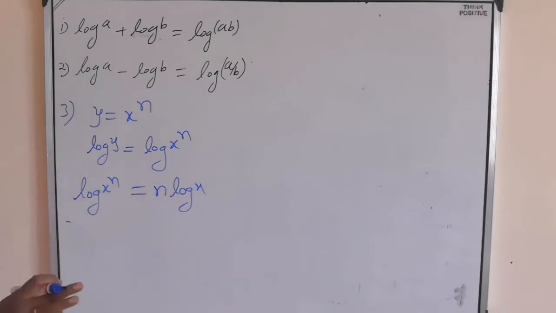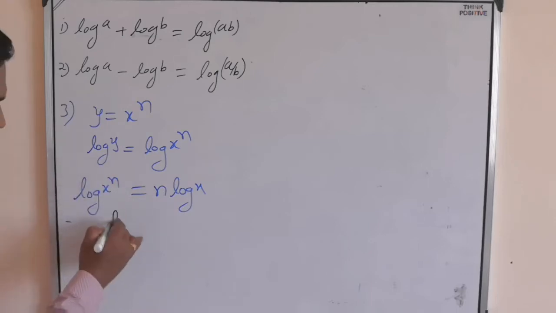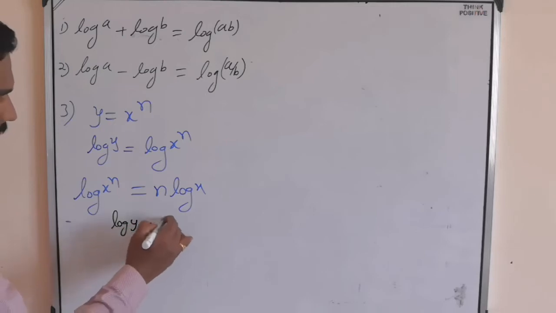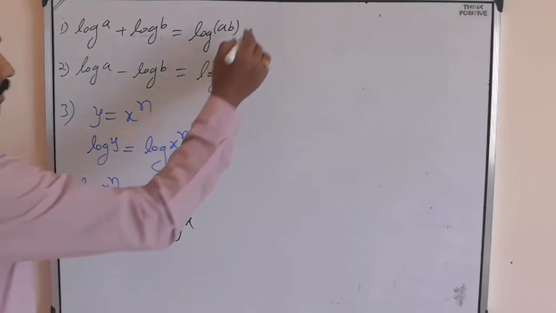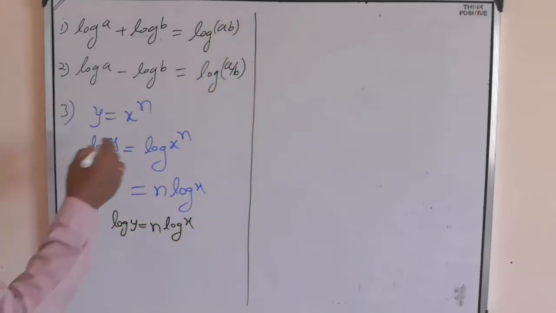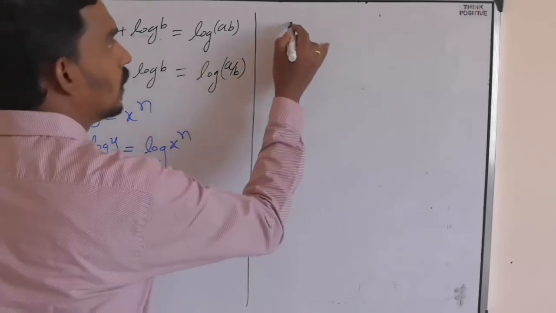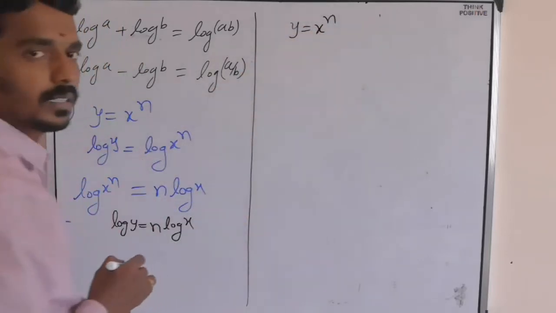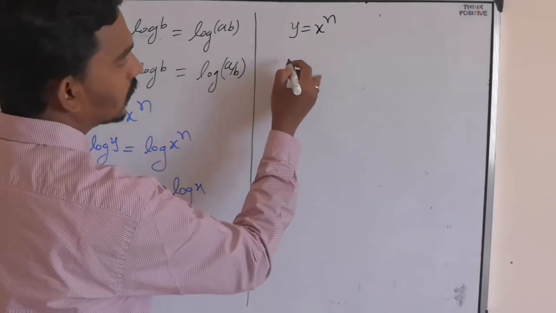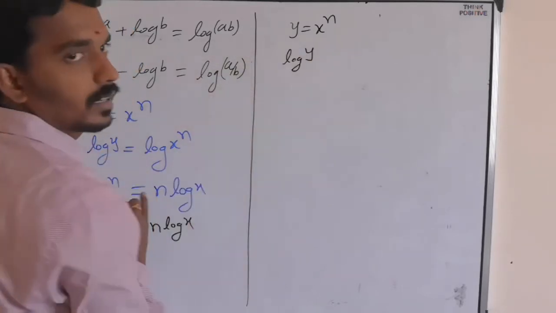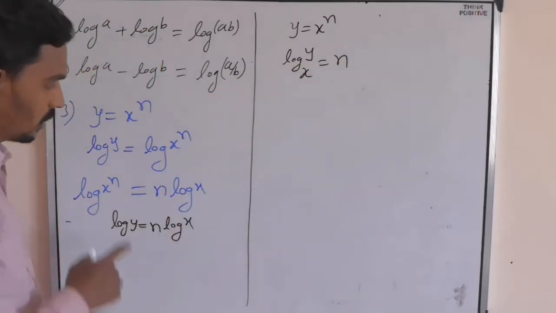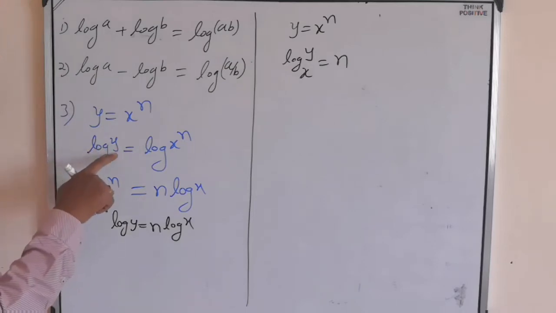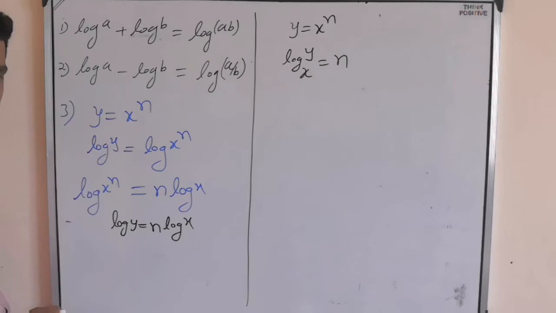Whatever may be the base, it doesn't matter. So n into log x. So here log y will become n log x. Right? But I told you that y equals x power n. Then log y with respect to base x equals n. This is what I have given. Yes or no? But here I am telling log y equals log x power n.